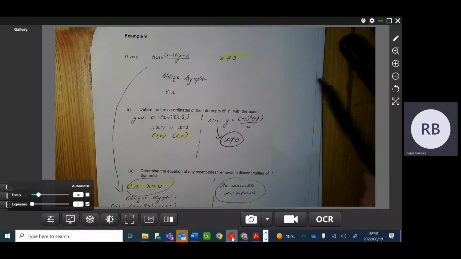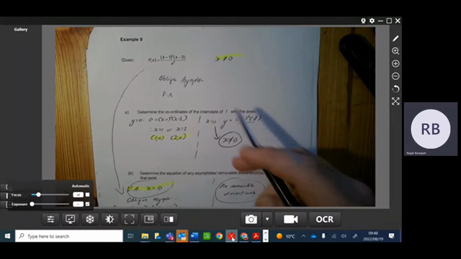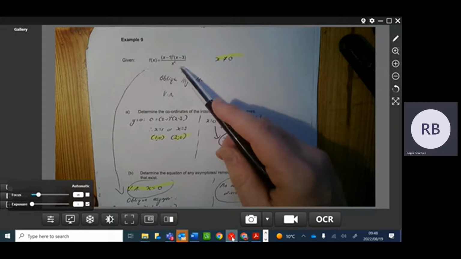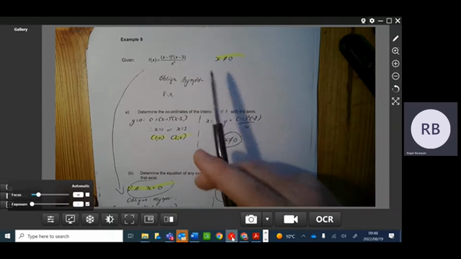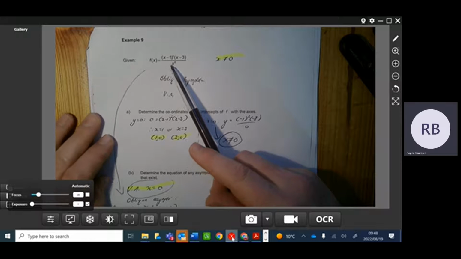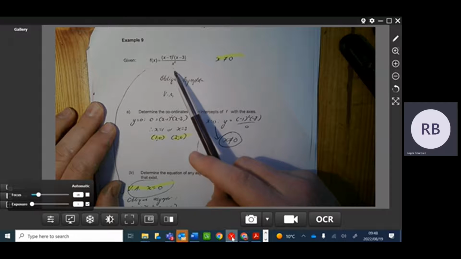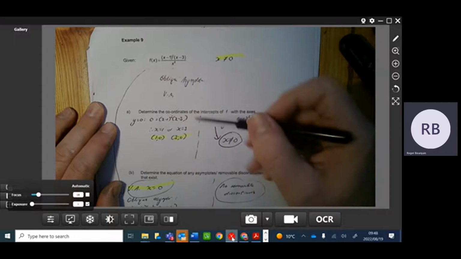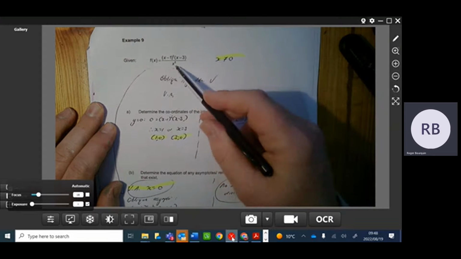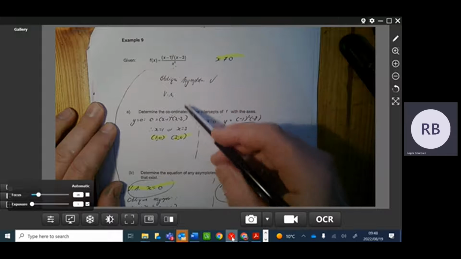Okay, guys, last example, example 9. f of x is equal to (x minus 1) squared times (x minus 3) over x squared. So remember, x cannot be equal to 0. I would just get a feel for this question first of all. The degree of the numerator is 3 and the degree of the denominator is 2, so it's 1 more. So there must be an oblique asymptote. There's also going to be a vertical asymptote because that doesn't cancel out.